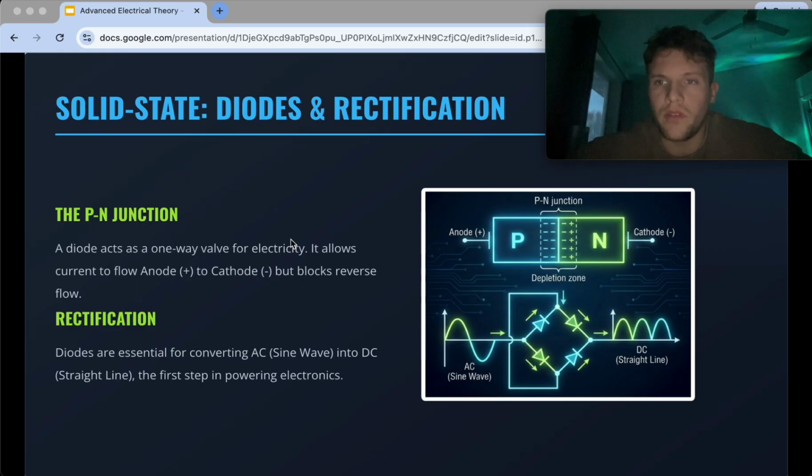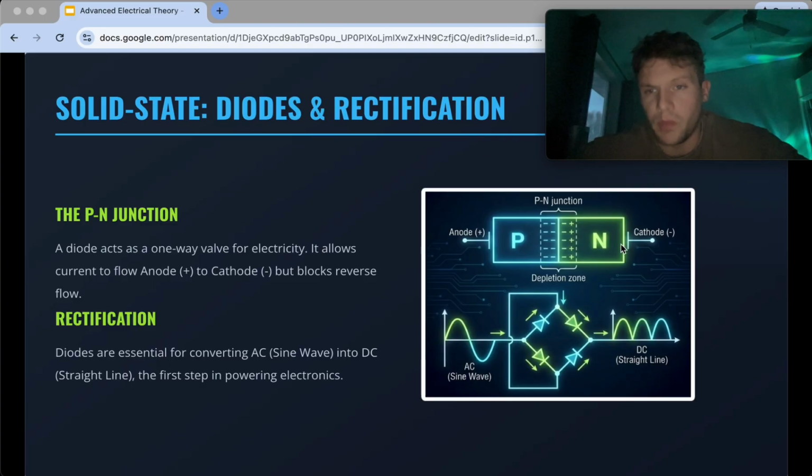The next portion of the slides are going to be based on solid state diodes and rectification. The PN junction: a diode acts as a one-way valve for electricity. We spent the last couple weeks talking about this stuff. It allows current to flow from the anode to the cathode, but blocks it in reverse, right?